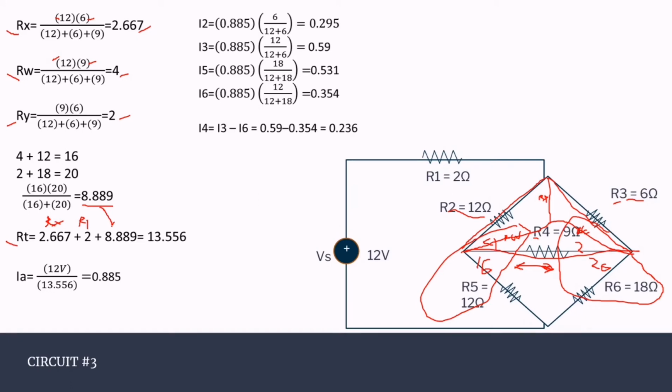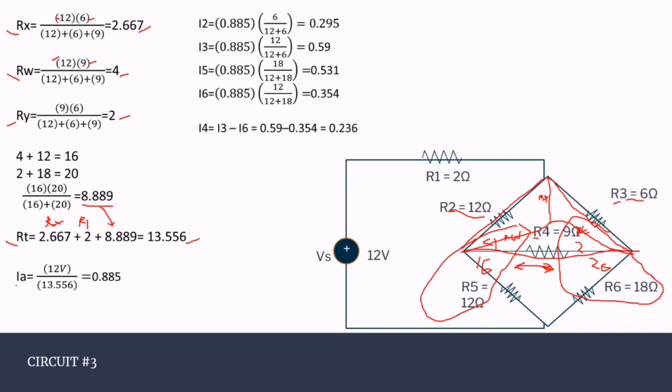To get our R total, we're going to need our RX, R1, and the last one that we have solved. So 2.667 plus 2 plus 8.889 is equal to 13.556.